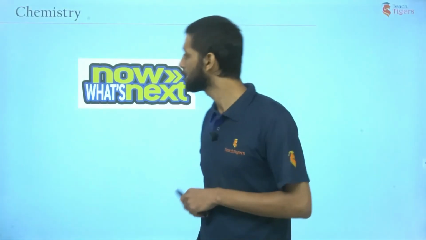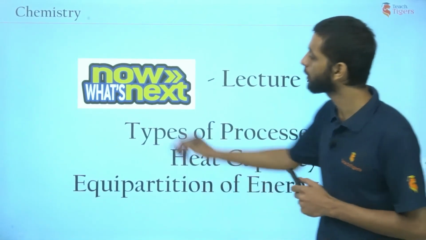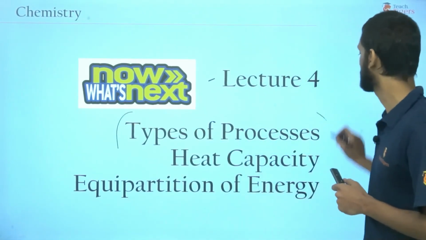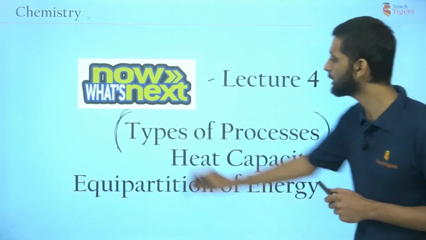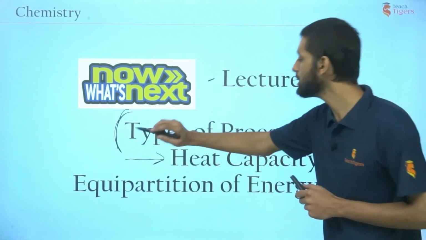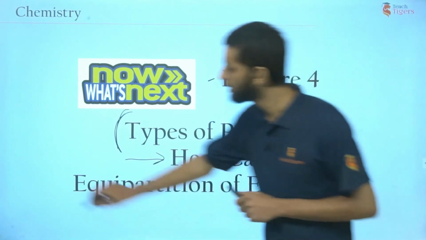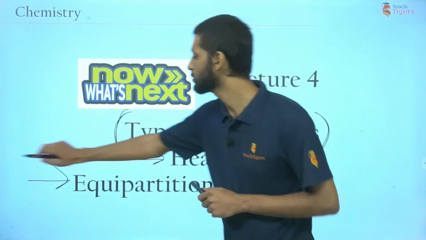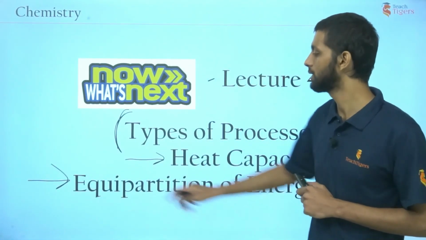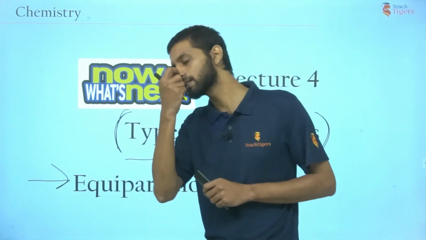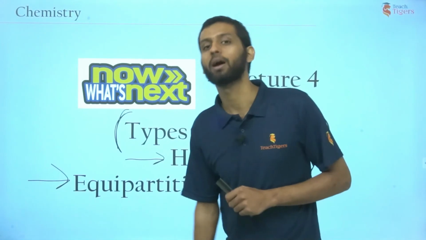And now let's see what's next. Next we have lecture 4 of thermodynamics. We're going to talk about types of processes. We're going to talk about heat capacity, and the formula for ideal gases is going to help us over here. We're going to talk about equipartition of energy. Using equipartition of energy, we will be able to explain why the energy of an ideal gas is 3 by 2 RT.